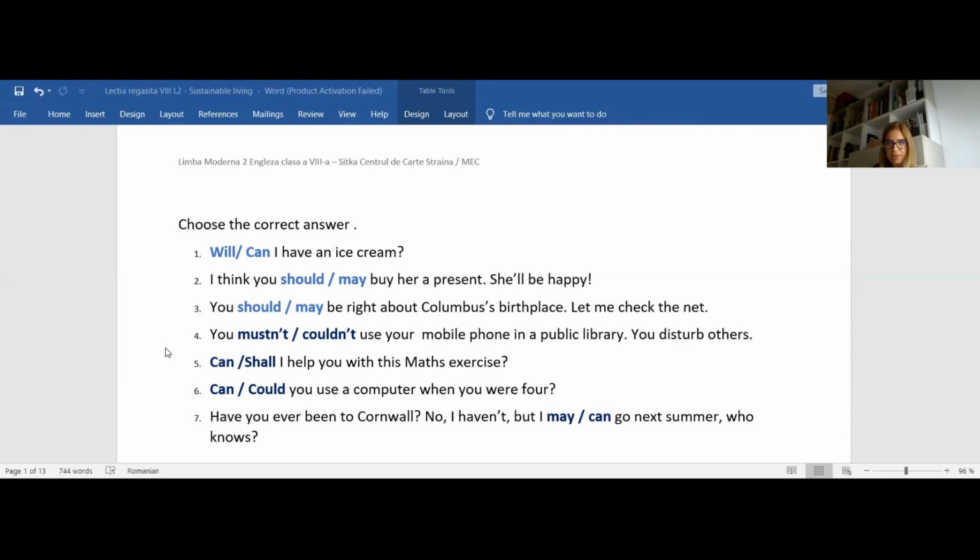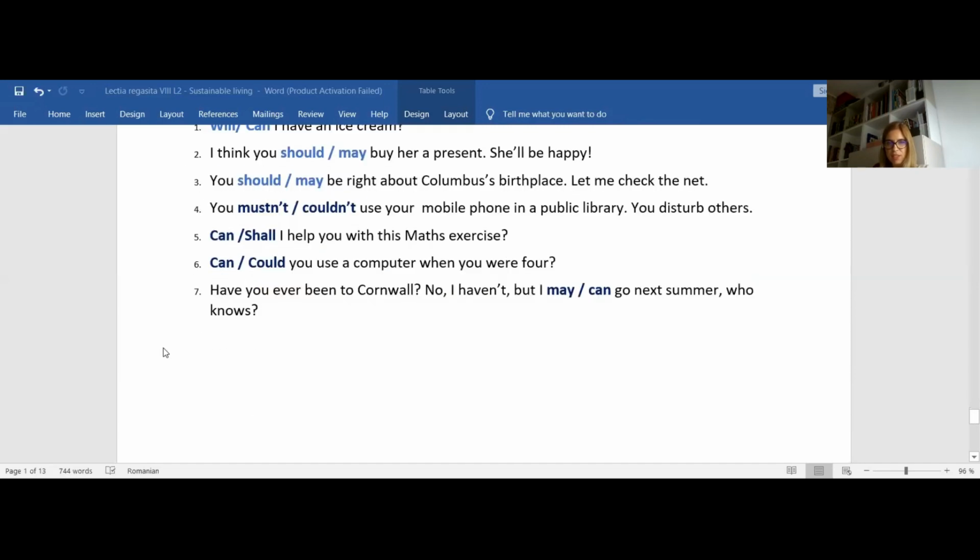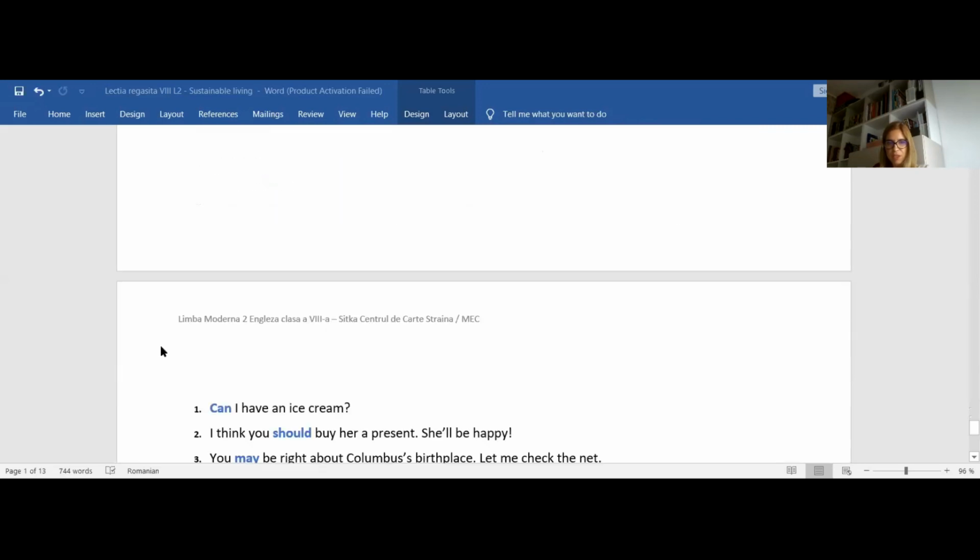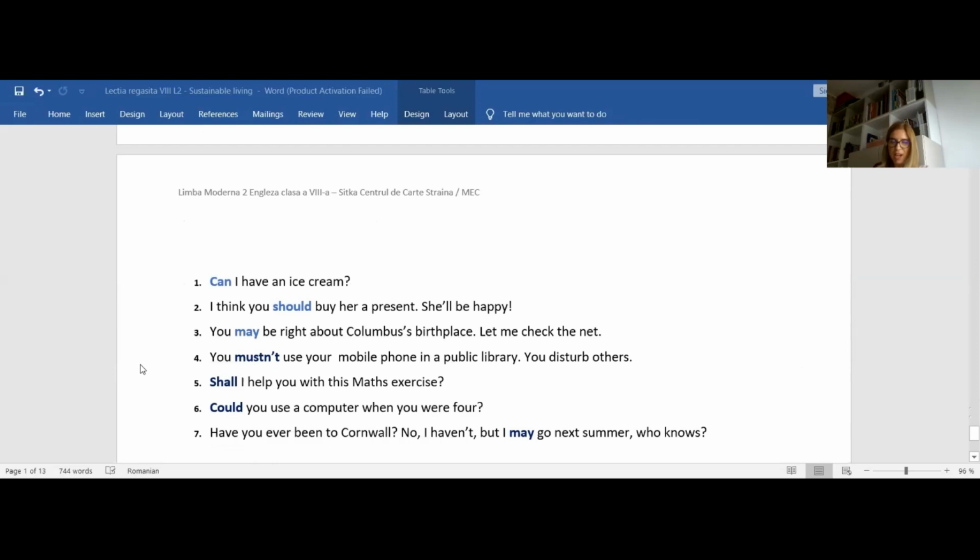And of course, in here, you have the correct answers, and I hope your answers match my answers. So, the correct answers are, can I have an ice cream? I think you should buy her a present. You may be right about Columbus's birthplace. You mustn't use your mobile phone in a public library. Shall I help you with this math exercise? Could you use a computer when you were 4? Have you ever been to Cornwall? No, I haven't, but I may go next summer.